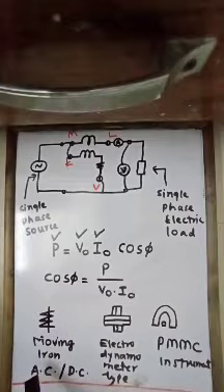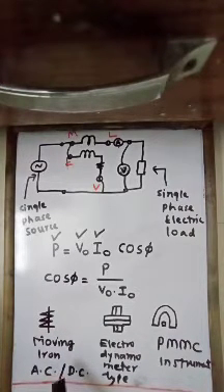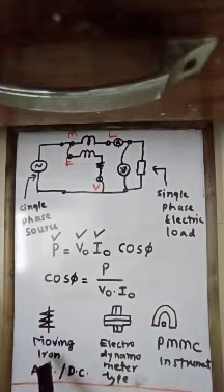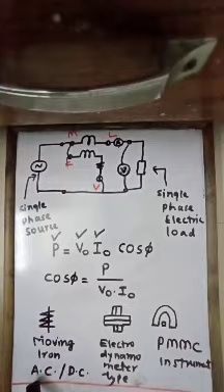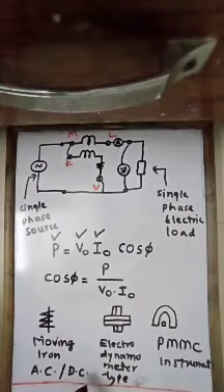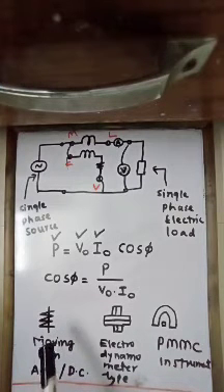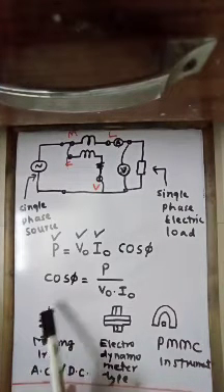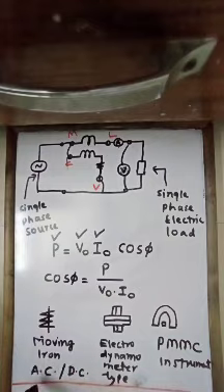If it is an AC meter or a moving iron instrument, it can be used for the measurement of AC voltages or DC voltages also. If it is a voltmeter, and if it is an ammeter, then also it can be a moving iron type of instrument. It can be used to measure the value of AC current as well as DC current.